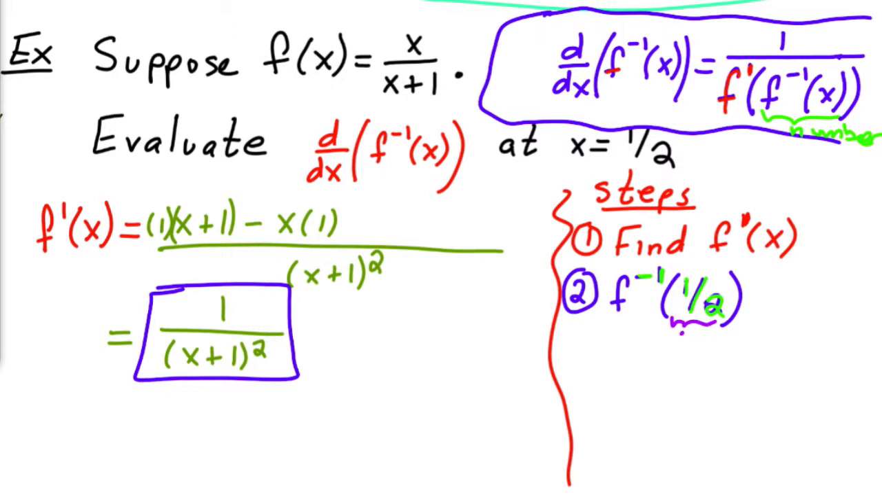So essentially what you're saying is, if you think of this guy as y on the original function, what is the x value that corresponds to that y value? So that's really what this is saying.